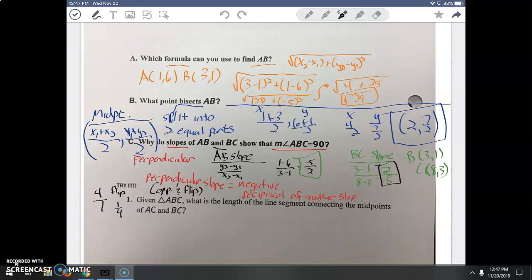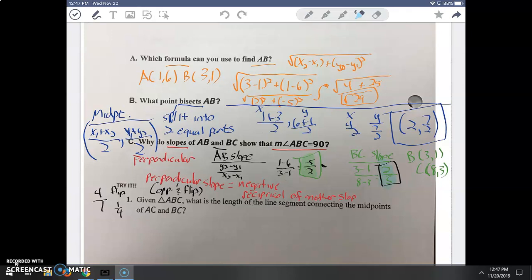Is that opposite and flipped? Yes. The one in black is negative 5 over 2. The opposite would be a positive, which is what we have here. Then the flipped version would be, instead of 5 over 2, it's 2 over 5. So yes, that is the opposite and flipped, or the perpendicular slope of each other.